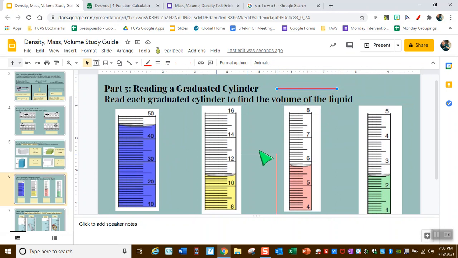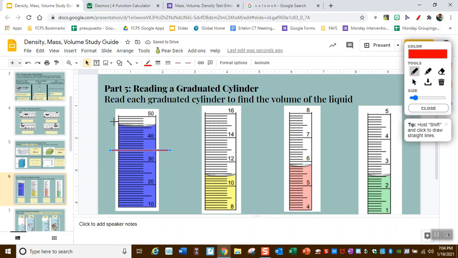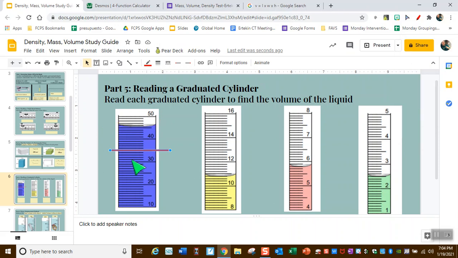Use this line to help you, okay? Remember, we always look at the bottom part of the line, of the curve, okay? Siempre miramos en la parte más abajo en la curva, no aquí encima, not here at the top, okay? So, everything has this curve over here, okay? You want to make sure you are looking at the bottom of the curve, okay? So right here. Yeah, right here. And we call this the meniscus. This is called the meniscus, okay?